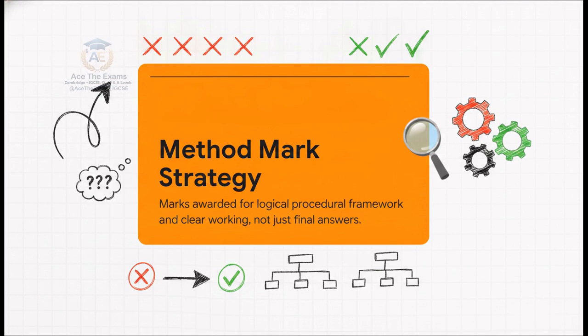This is the method mark strategy. Examiners heavily reward your logical reasoning and the specific process you take to arrive at a correctly formatted cell. This brings us to the PEEL framework: point, evidence, explanation, and link. If Sam, our rushing student, just writes, "use currency formatting," that's 0 method marks. But if Sam uses the PEEL framework, the answer transforms.